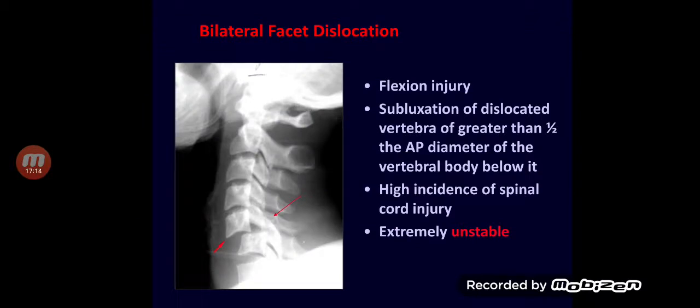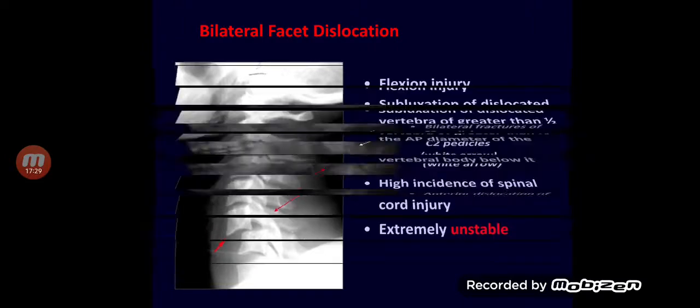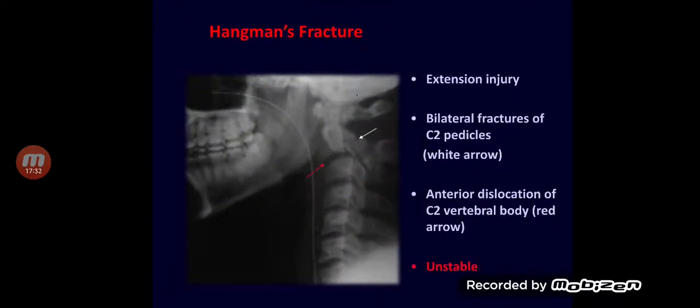Bilateral facet dislocation, as in this picture, is a flexion injury with a subluxation of the dislocated vertebra of greater than half of the anterior-posterior diameter of the vertebral body below it. There is a high incidence of spinal cord injury. It is extremely unstable.